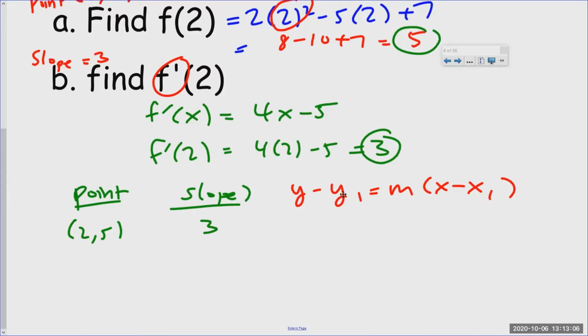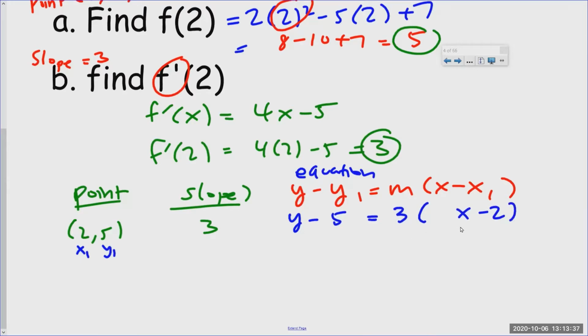But without a calculator, this was a way easier way to do it. It's called the point slope formula, and it is the equation of a line. Your equation was called the y-intercept formula. This is called the point slope formula. What we did was we said y minus y1, where this was our x1 and this was our y1. So y minus 5 is equal to the slope, 3, times x minus x1.